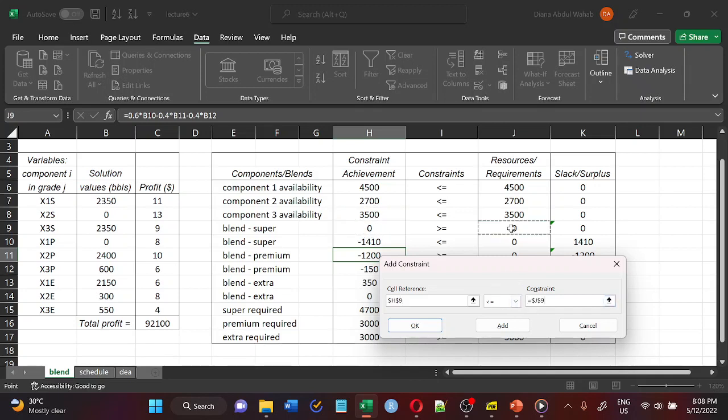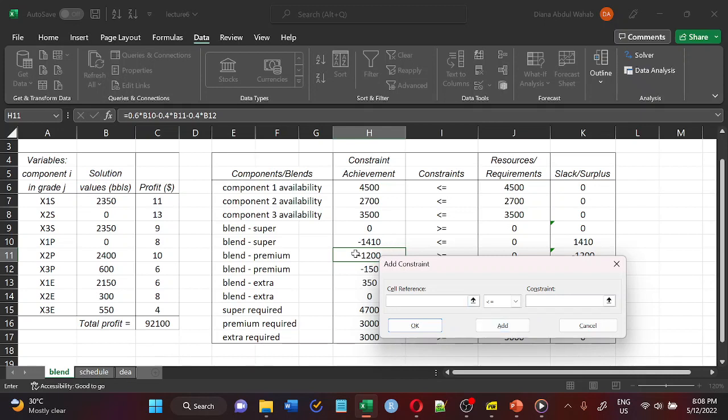I'm following the textbook here, but I'll see why they do this. It says here that H9 is exactly equal to J9. We're going to test on this later. I try to understand this, but we just follow so far.